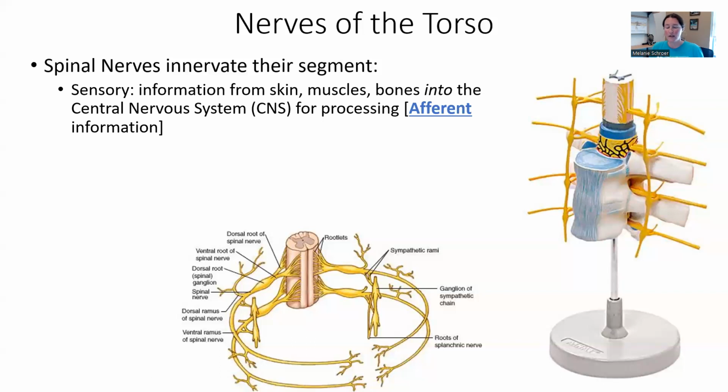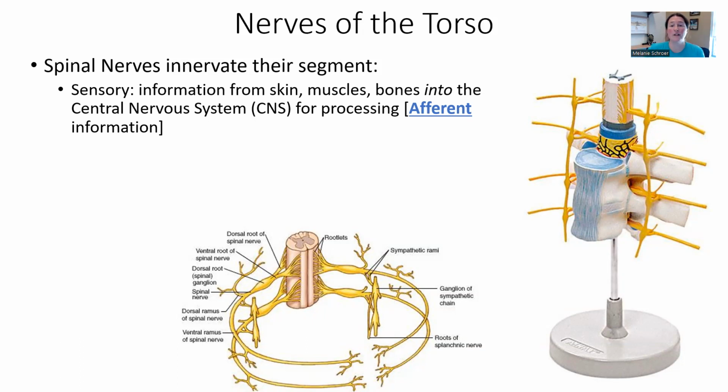Okay, so sensory being just, what is the temperature? Are we experiencing pain? Is there stretch? Like, what are we sensing? What is going on in that particular segment? And that information, as we know, is detected in the periphery. Action potentials are generated in these sensory nerves.